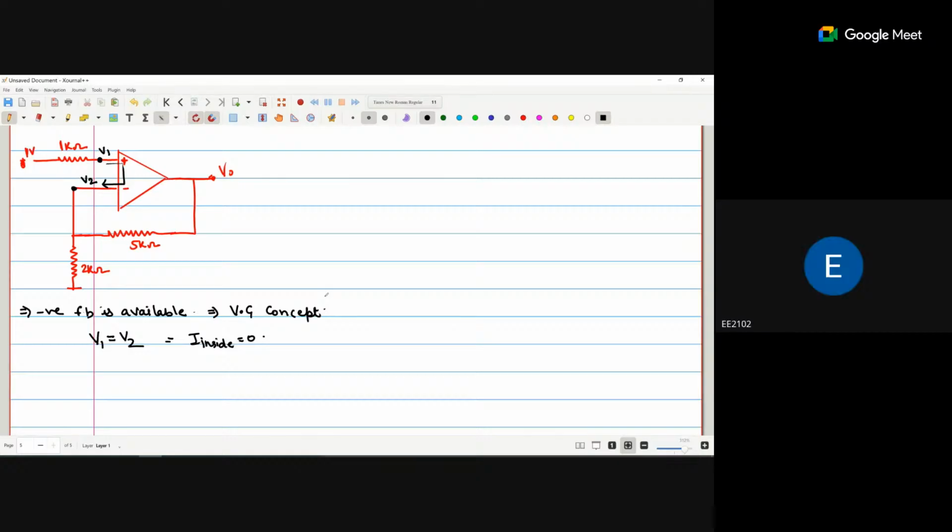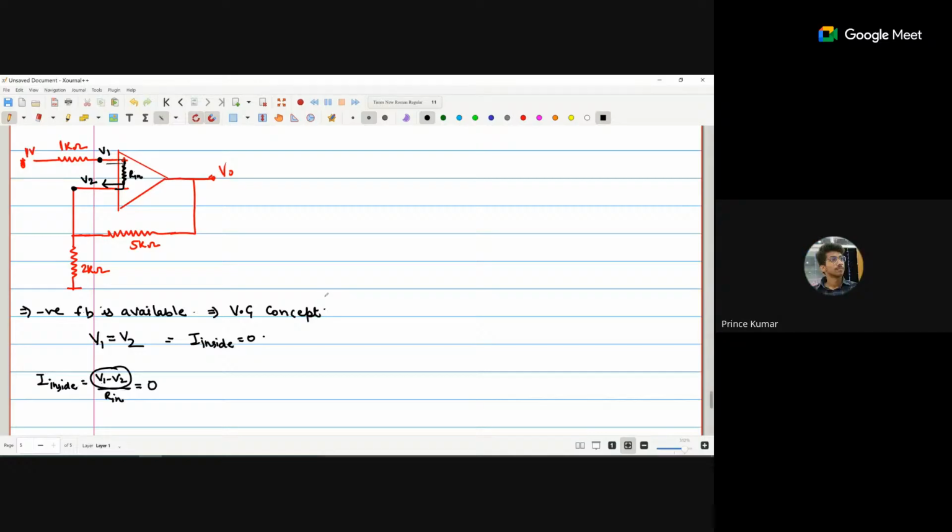Yes. Because the value of I is what? If I consider this the input resistance, R in, what is the value of I inside? It is V1 minus V2 divided by R in. So if V1 minus V2 is 0, and this is basically an ideal op amp where R in is infinity, there may be some R in possible, but if both terminal voltages V1 and V2 are equal, the I inside is 0. Clear?